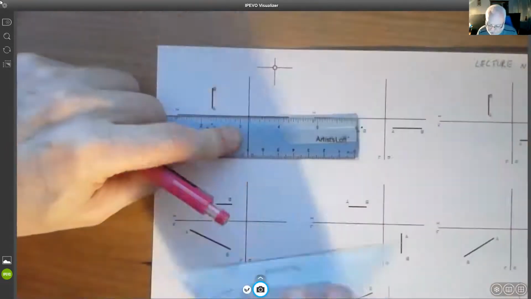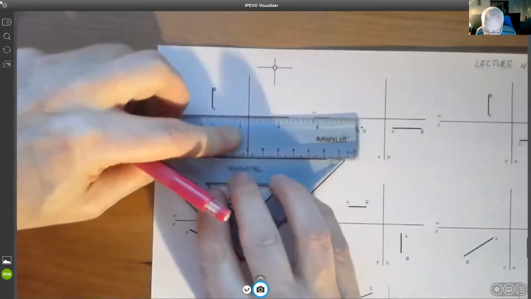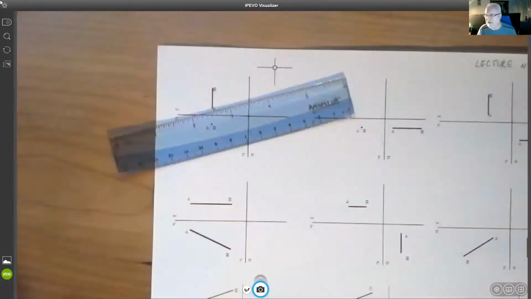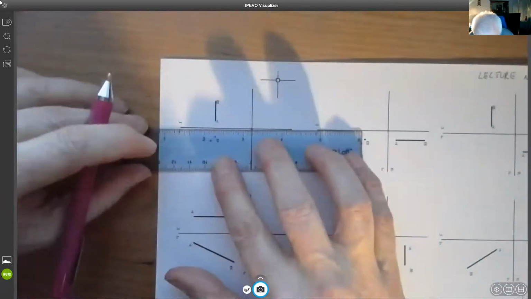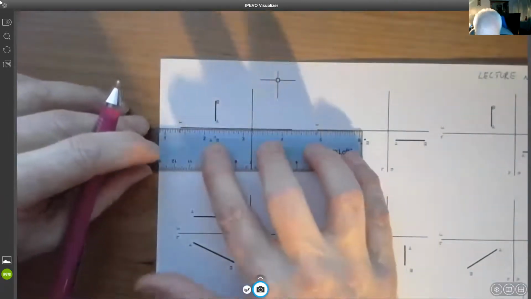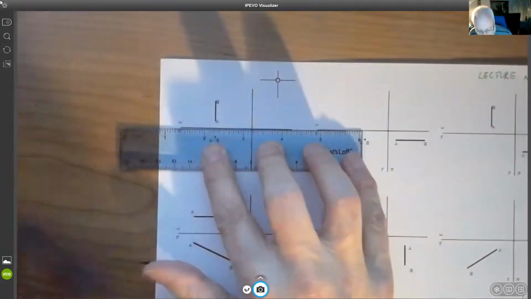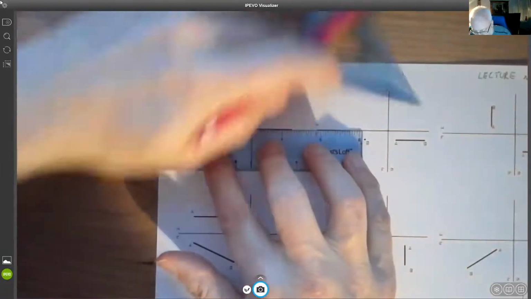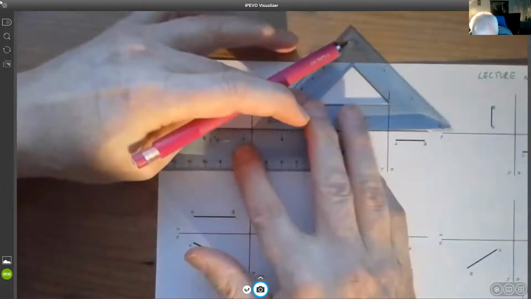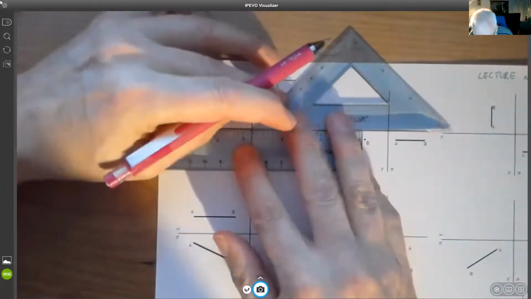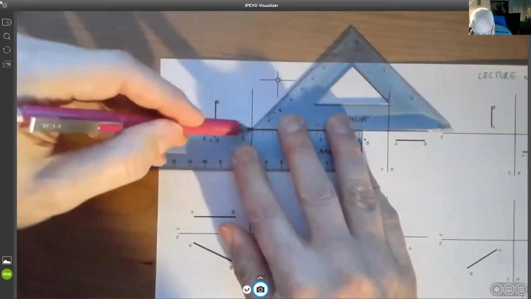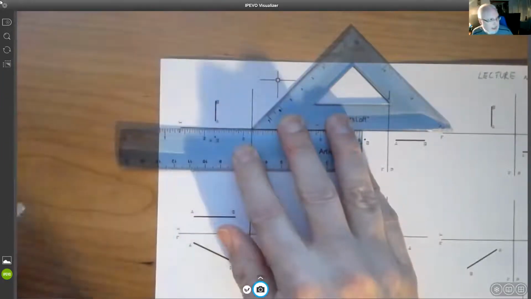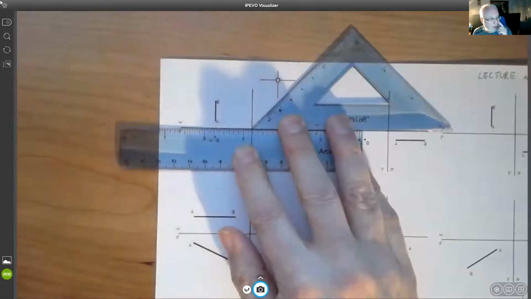What's the best word for me here? I think of them as neat sketches. Okay. So I'm just going to take my straight edge and put it on this horizontal line. And because these are orthographic projections, all orthographic projections have an angled line on them. And that is a 45 degree angle. You can see I'm using my 45 degree triangle.